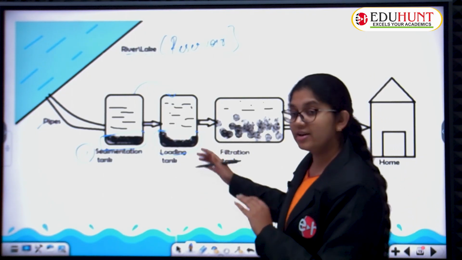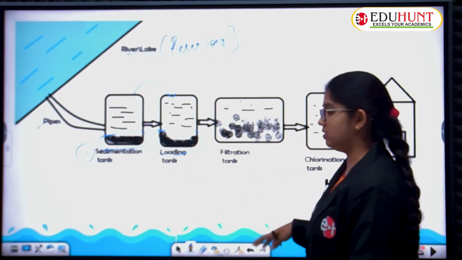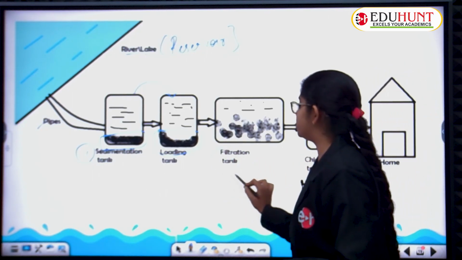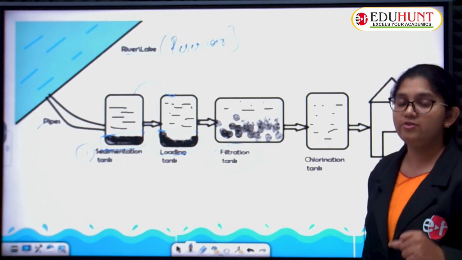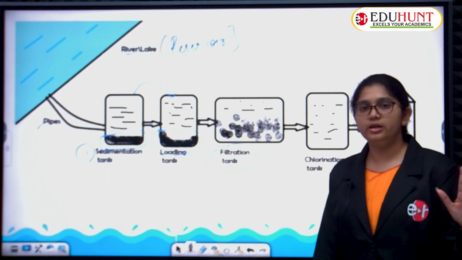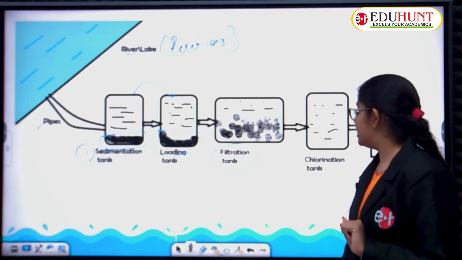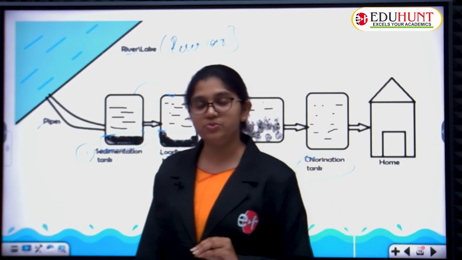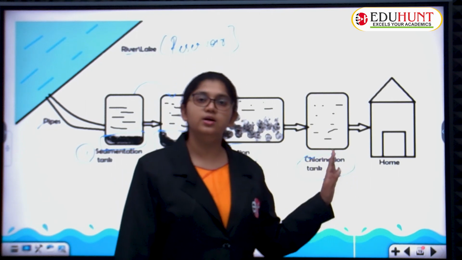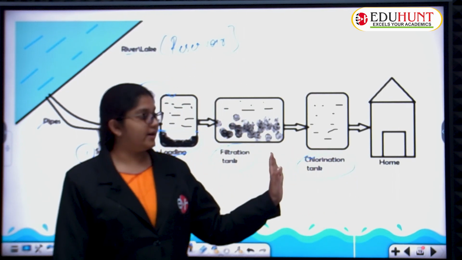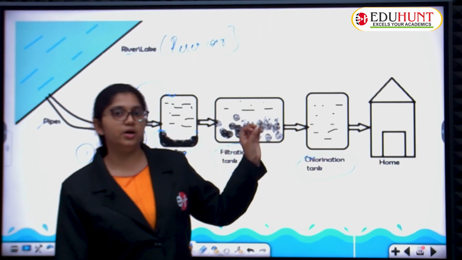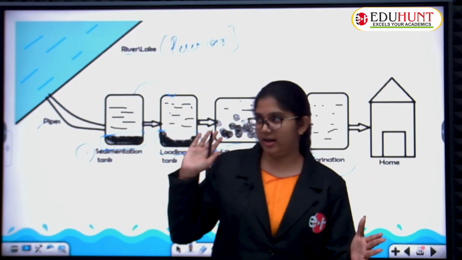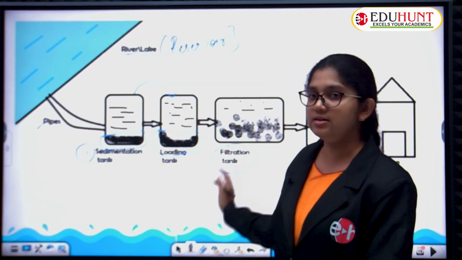These are very large tanks, children. The picture is small, but the tanks in the process are very huge. The next one is the filtration tank, where we filter the impurities. Next comes the chlorination tank. To avoid the presence of germs and harmful bacteria, we chlorinate that water. After that, the water is sent into pipelines, and from there it reaches our homes. That is the way we get drinking water in a city.